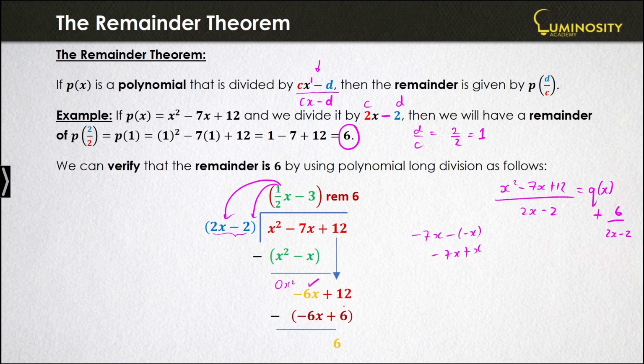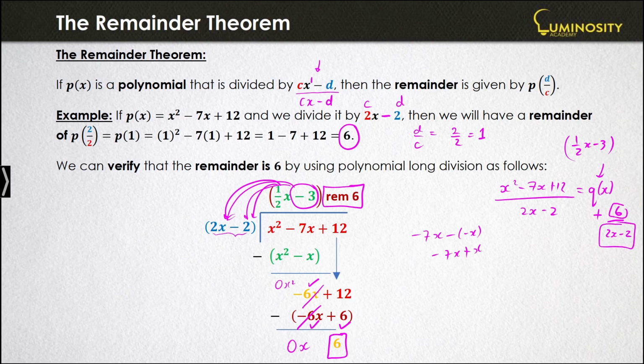And I can bring down the 12. Then if I multiply negative 3 into that divisor, I get negative 6x plus 6. So the negative 6x minus the negative 6x will give you 0x, and 12 minus 6 gives me 6. And that is the remainder. That's really great because we saw by the remainder theorem in advance that it is going to be equal to 6, without even having to do any of the polynomial long division. Your quotient function q of x turns out to be a half x minus 3, and then the leftover part is the remainder 6 out of your divisor part, 2x minus 2.